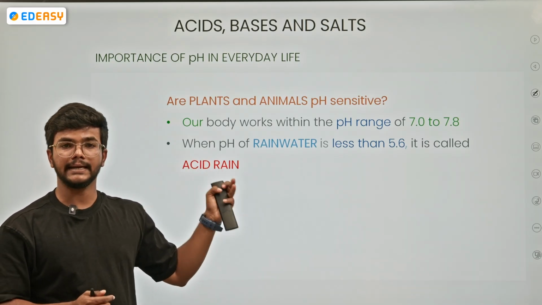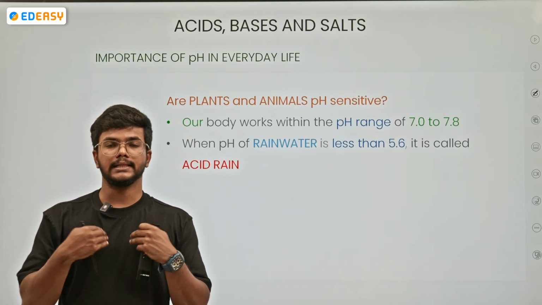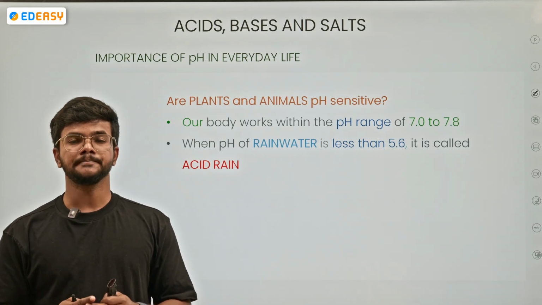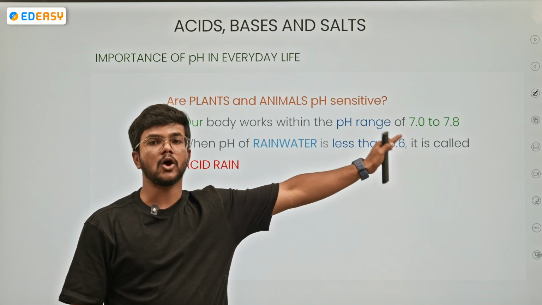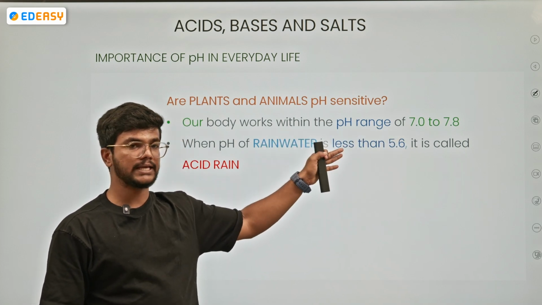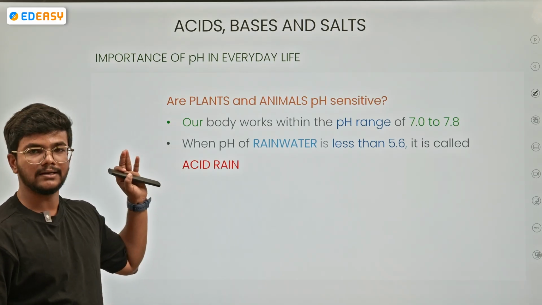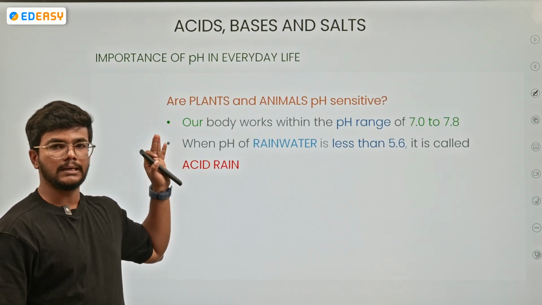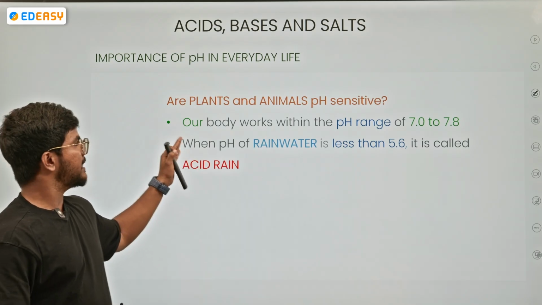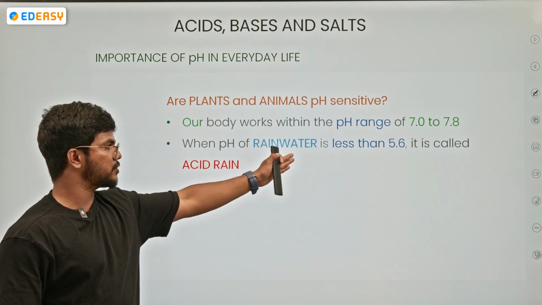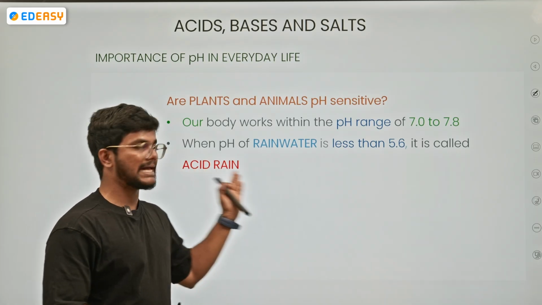Okay, so acid rain can lead to the death of aquatic animals, and not only aquatic animals, it also affects the health of human beings and animals on the earth. So always the rainwater pH should be more than 5.6, but not less than 5.6. So the fixed range should be 7 to 7.8. Okay, so this is the first and most important use of the pH scale in everyday life. That is, the pH of rainwater should be more than 5.6, not less than 5.6. Otherwise it is considered acid rain.